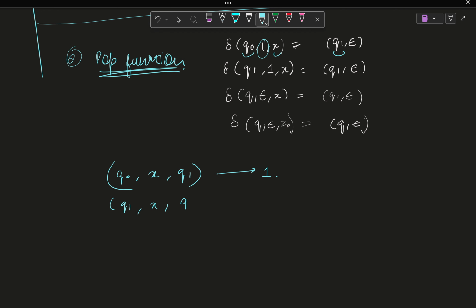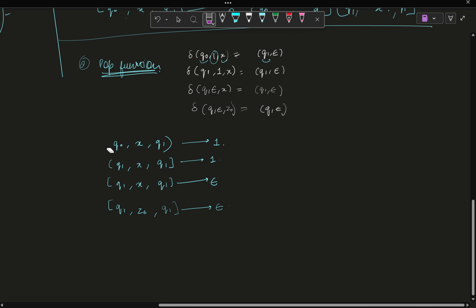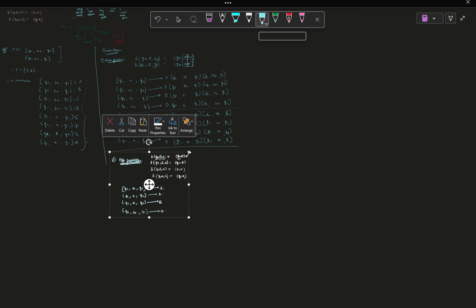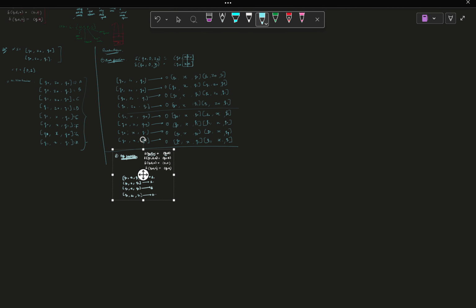So Q1 X Q1 leads to 1, then Q1 X Q1 leads to epsilon, and Q1 Z naught Q1 leads to epsilon. So we have all our 4 pop function rules defined, so that now we can take a very good look at all of the production rules that we have obtained.